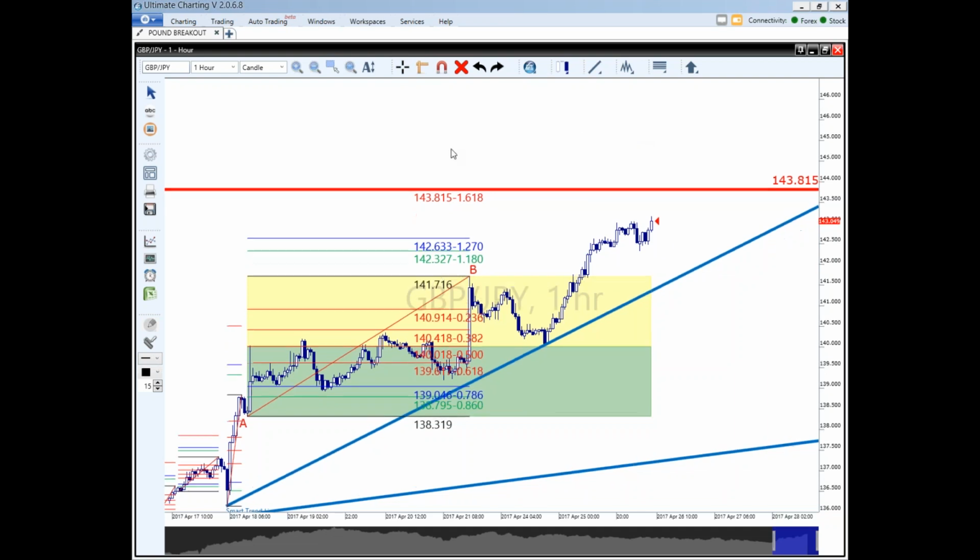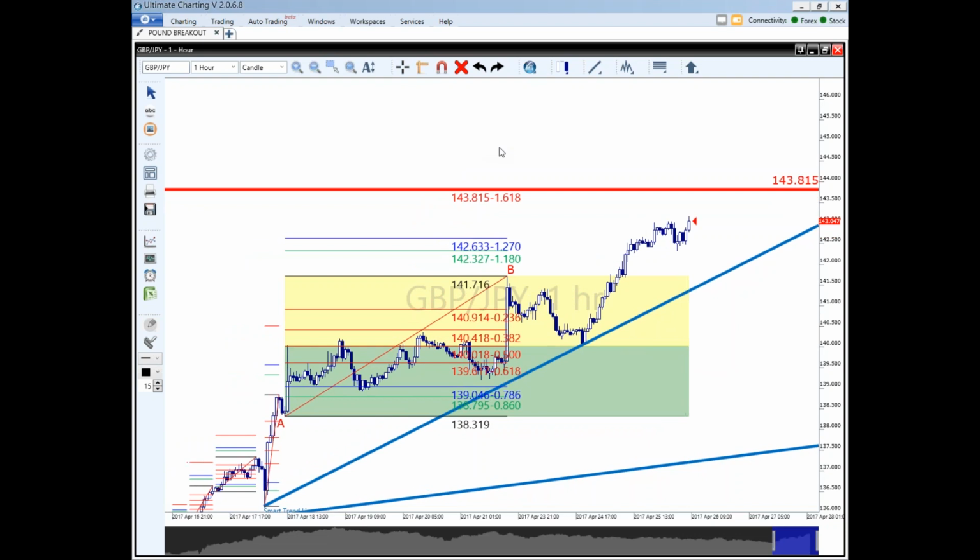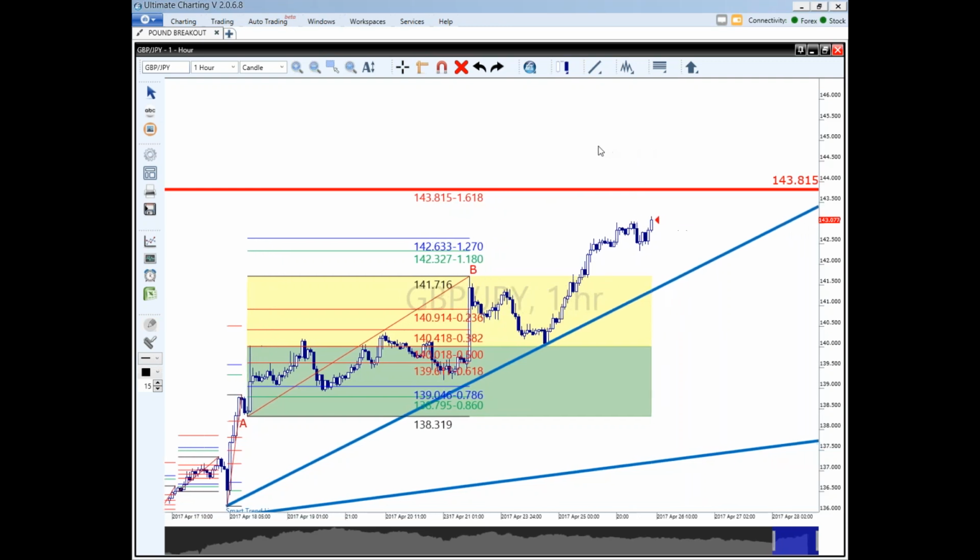Okay. So here we have the most recent up AB swing of the 1 hour time frame for the pound Japanese yen, which is 138.319, 141.716 the B. C pullback into the 5.0. D extension here is looking to be fulfilled at 143.815. So type in a Y or a yes if we have established here so far the C pullback and the D extension.